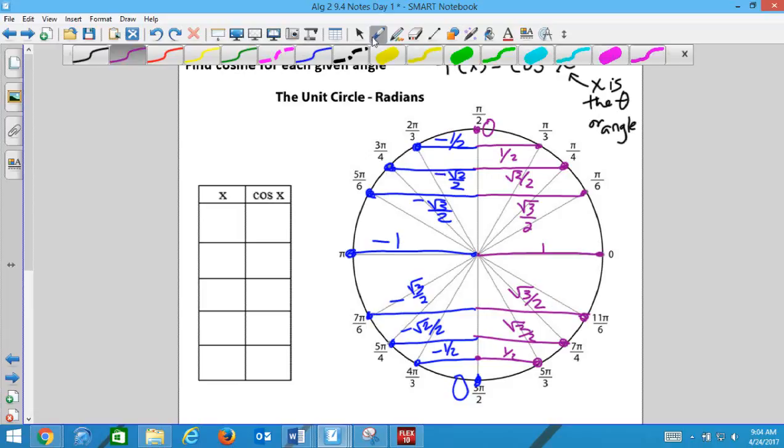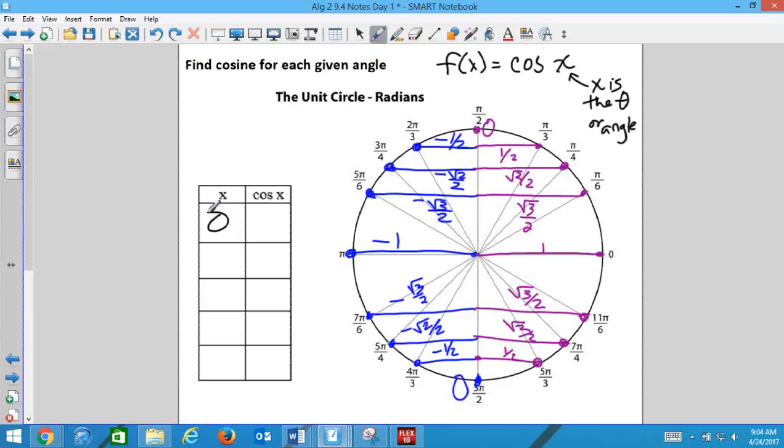Let's do some key points. Key points: cosine at 0 degrees, or 0 radians, is 1. At pi over 2, 0. At pi, negative 1. At 3 pi over 2, 0. And at 2 pi, 1.